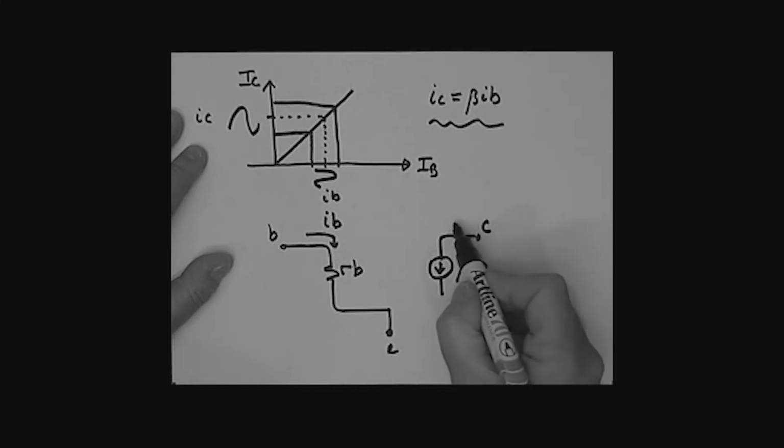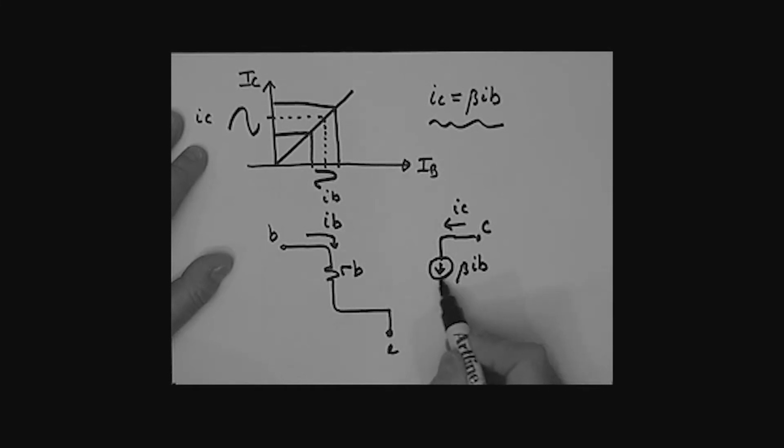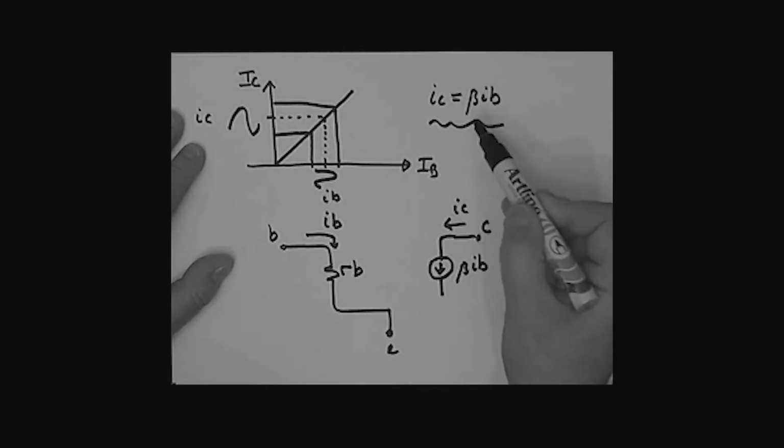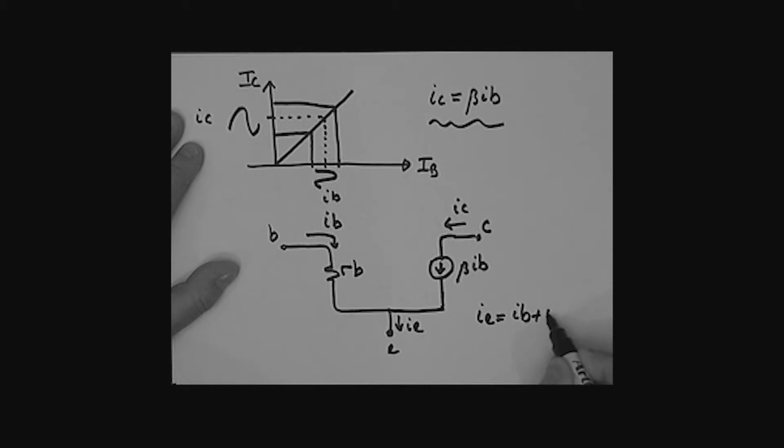So this collector current, there is your collector current IC, is simply the value of this current generator, which is beta times IB. It's a dependent current generator. Its value is a function of the base current, as indicated by that equation. So all I'm doing is modeling that equation, and then I'll simply connect that to the emitter. And if we look at that circuit, what is the emitter current coming down here? It's the base current plus the collector current. And so just as before, IE is equal to the base current plus the collector current. Same relationship that we had when we were looking at the DC analysis.